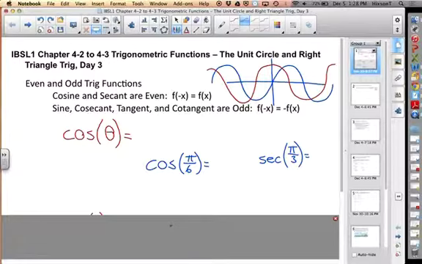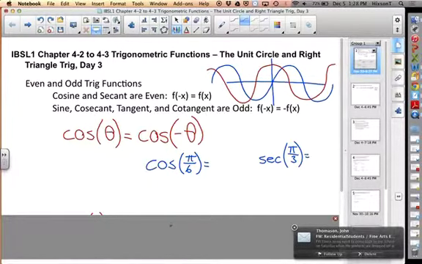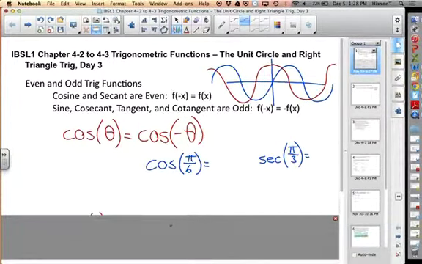Alright, so cosine of theta is going to equal cosine of negative theta. So, according to our unit circle, what's the cosine of pi over 6? Root 3 over 2.